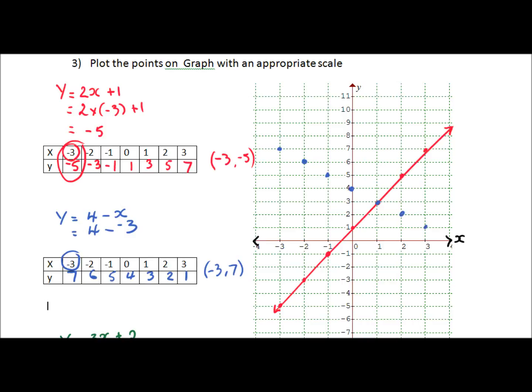I then take my ruler and connect the points. Once again, place an arrowhead on the end. I continue it past the points because I know that this goes on forever.